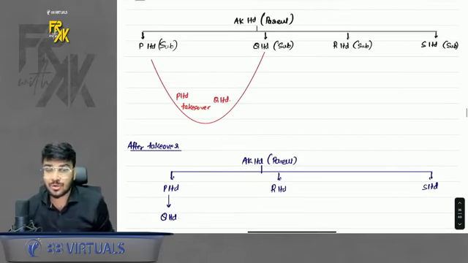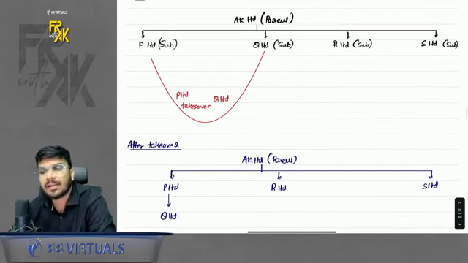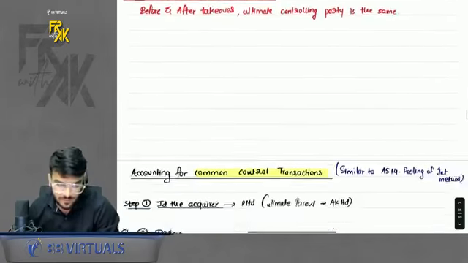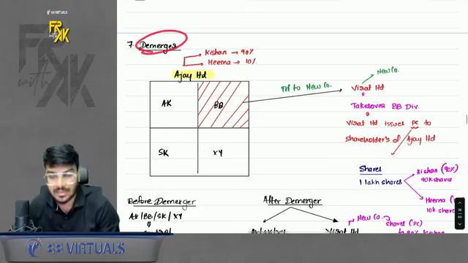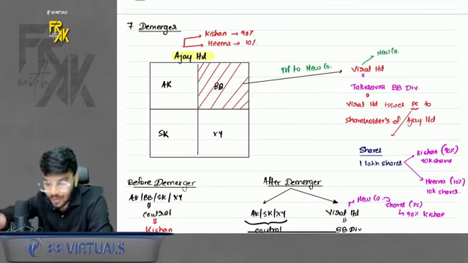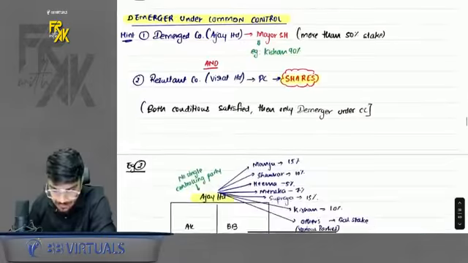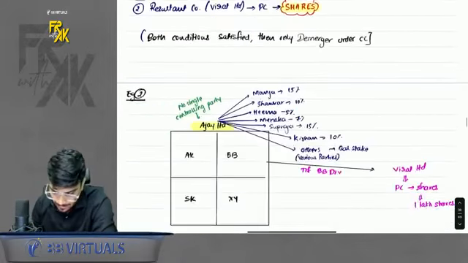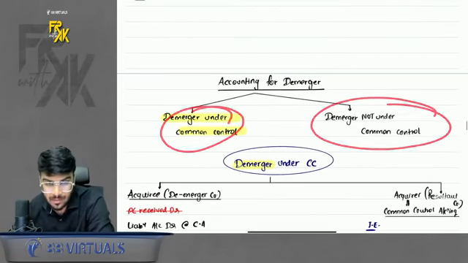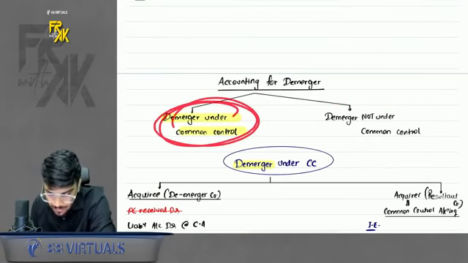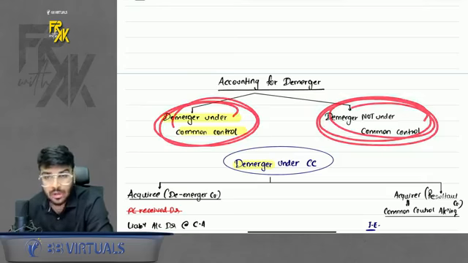So do we have a question on this? Definitely we have a question on this, but that question we will solve once we are done with one more concept, and that is demerger. So now let's revise the concept of demerger. Acha, before revising, do remember in demerger also there can be 2 types. It can be demerger under common control or demerger not under common control.